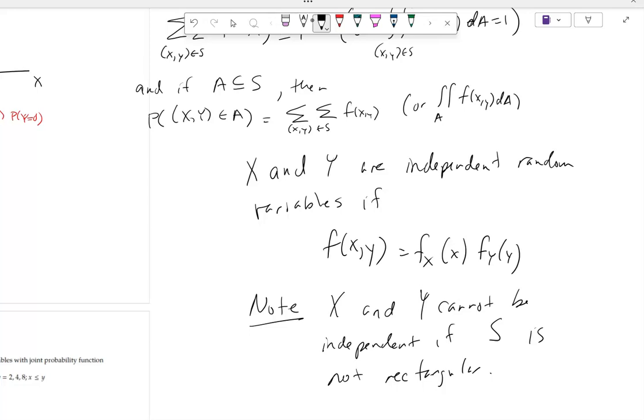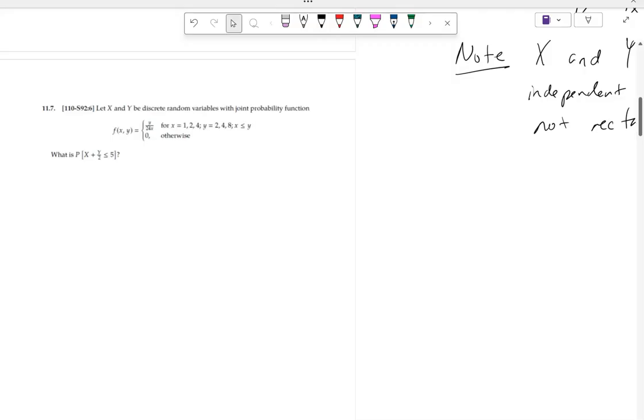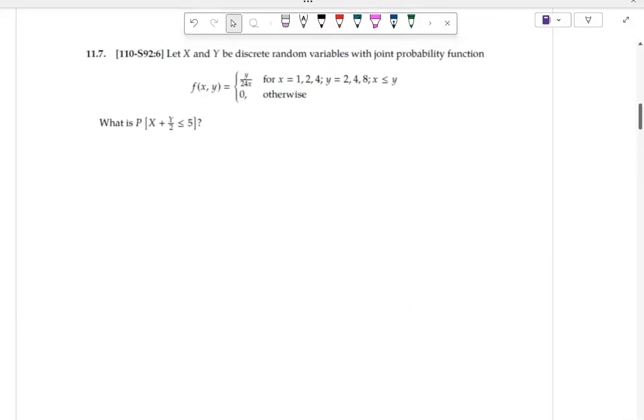Okay. So let's look at the next example. This next example, we've got a joint PMF given to us as a formula. They tell you that the possible x's that you could get are 1, 2, and 4, and the possible y values that you can use are 2, 4, and 8. But they also tell you that your x absolutely positively has to be less than or equal to the y.